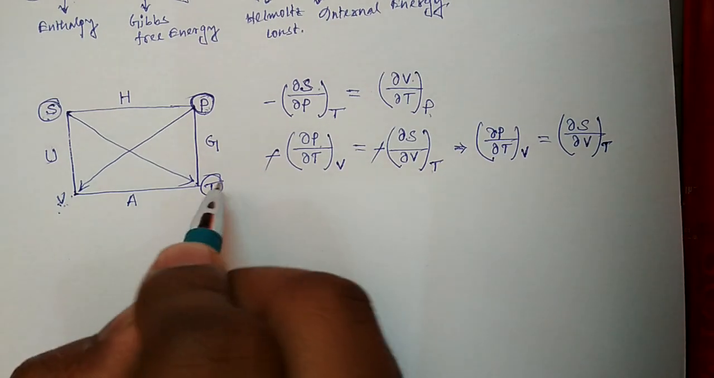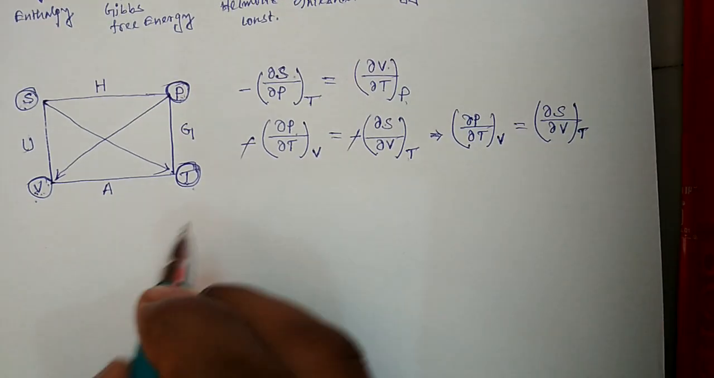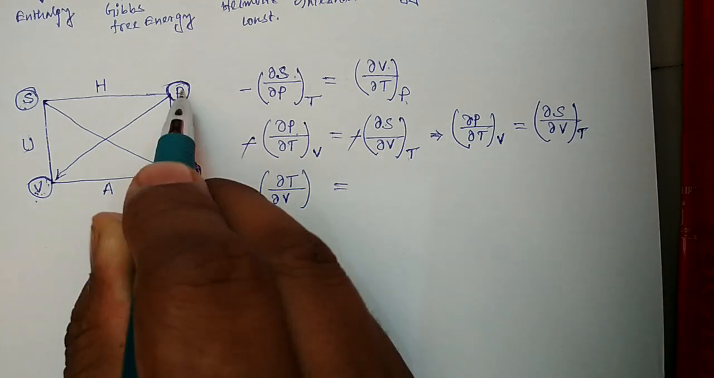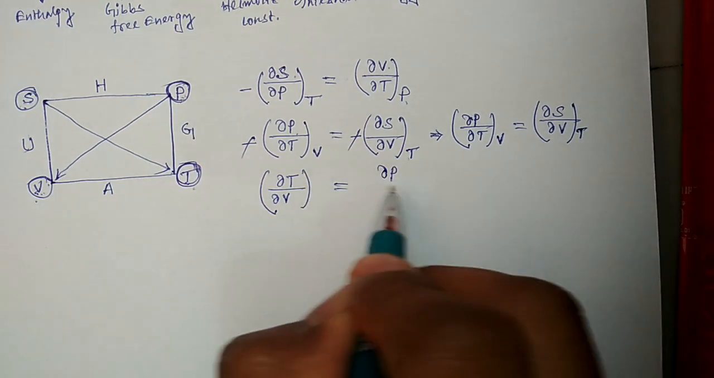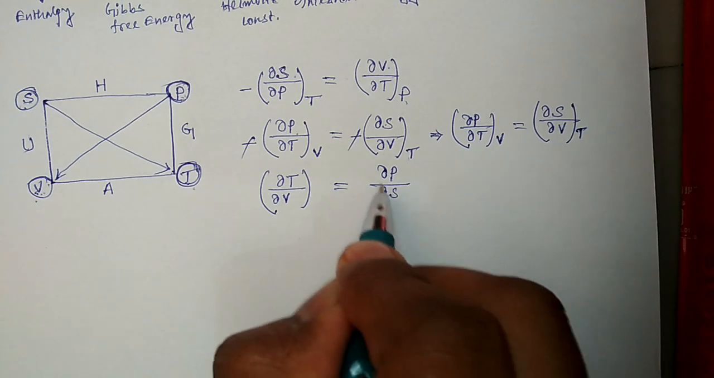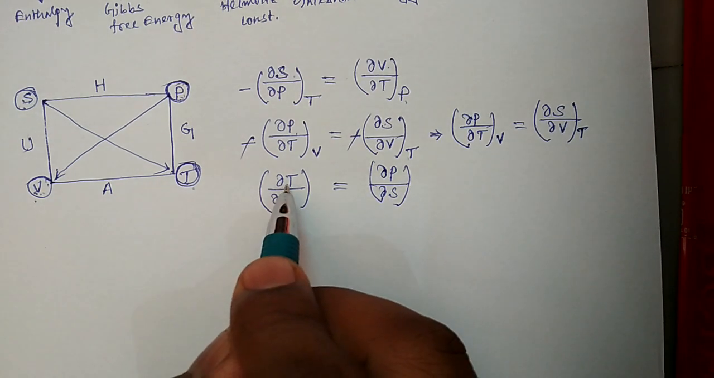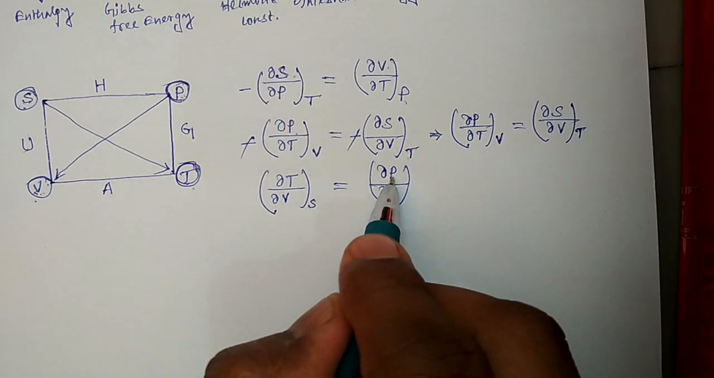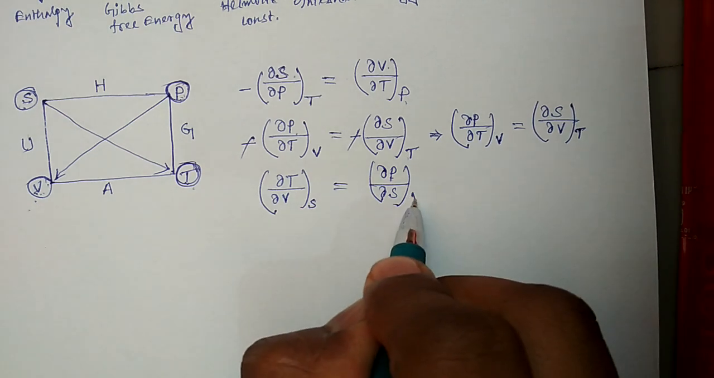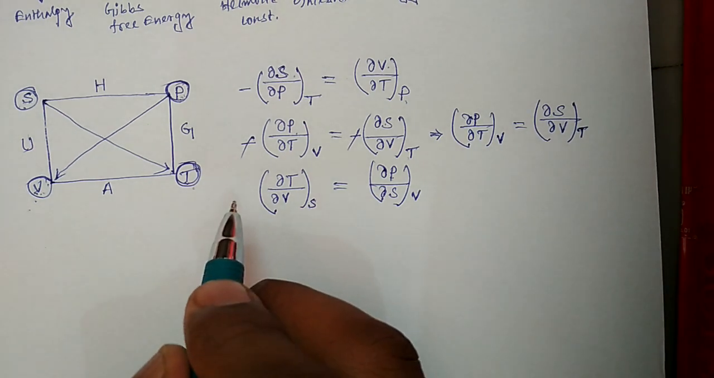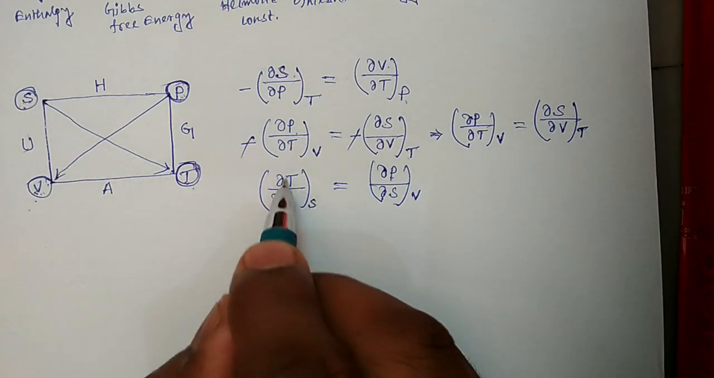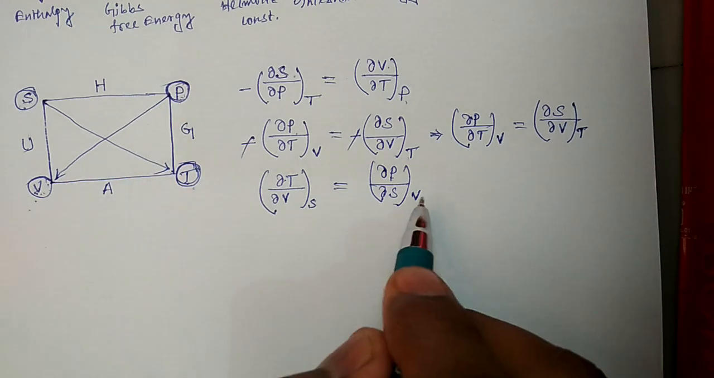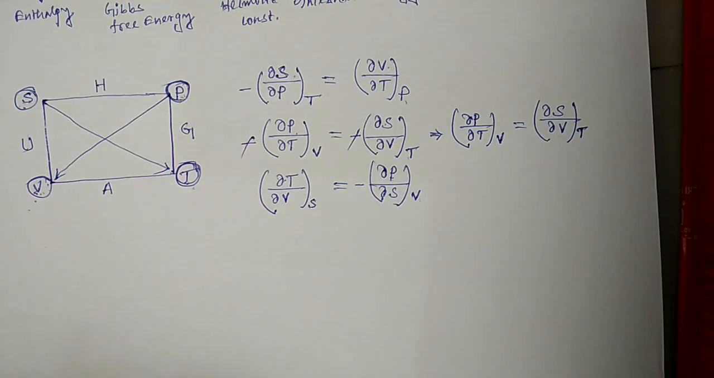Now we have to take T and V, that is del T by del V is equal to, what is the opposite of T? Opposite of T is equal to P, that is del P. Opposite of V is equal to S, del S. And what is the opposite corner of T? Opposite corner of T is equal to S, that is constant entropy. And what is the opposite corner of P? Opposite corner of P is equal to V, that is constant volume. Now look at the arrows. The arrow goes from S to T, and we need S to T, so this is positive. And again the arrow goes from P to V, but we need V to P, so there is a negative sign.